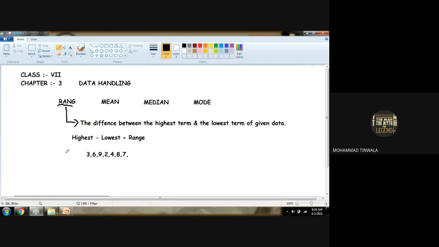The spelling of range is R-A-N-G-E. Sir, you forgot to put the E here. Make sure of it. Okay.